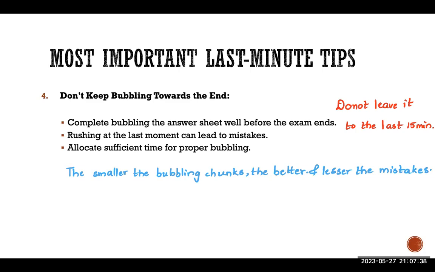I tend to feel that the smaller the bubbling chunks, the better it is for you and the fewer the mistakes. Now, what do I mean by smaller chunks? For a lot of people, you attempt a question, bubble it, attempt another one, bubble it. Some might prefer to bubble page by page, so 5 questions at a time, 4 questions at a time. Some might do it every 10 minutes, every 15 minutes, and so on. All of those things are slightly better than having 100 towards the end.